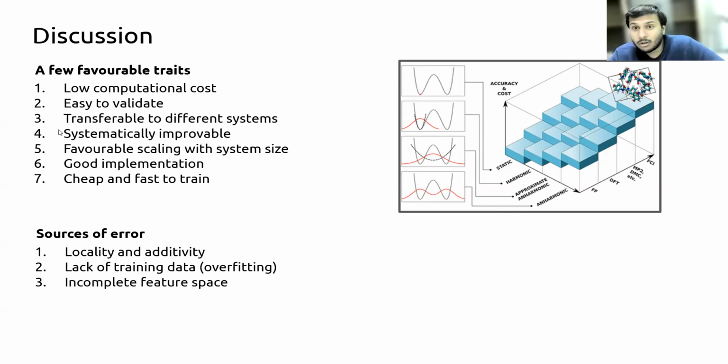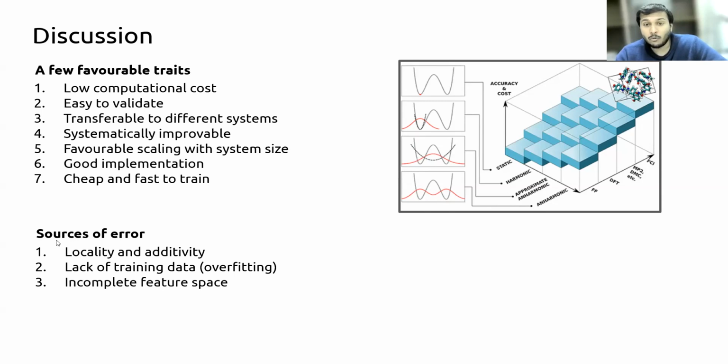Now, because of the local description and these symmetry functions, it should be possible to transfer this model from one system to the other. Since these are all universal approximators, adding more data should in principle lead to an improvement in the accuracy. Because of the local description, there is a favorable scaling with system size. Very good implementations are available, like N2P2 and so on. I'll be sending an email with more resources on that. And they are cheap and fast to train.